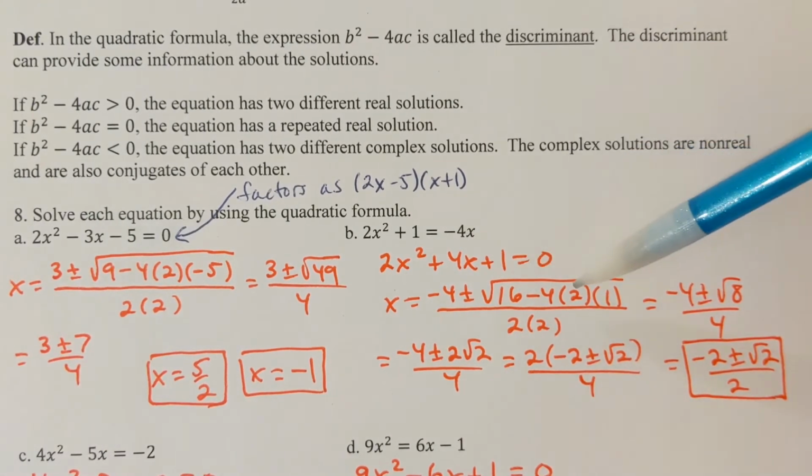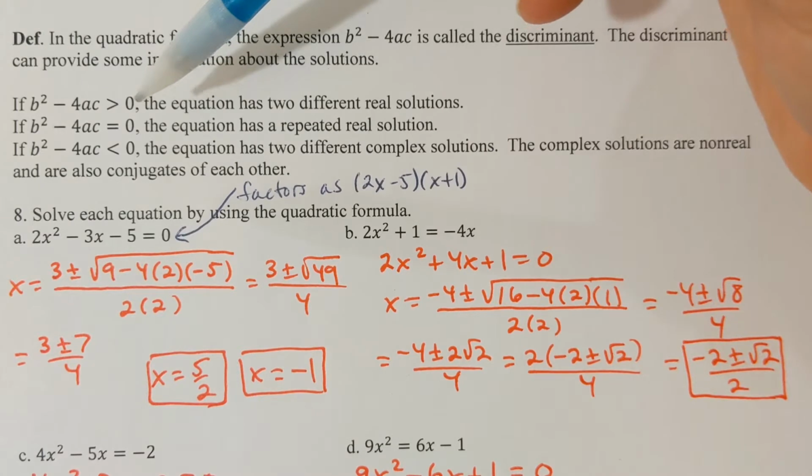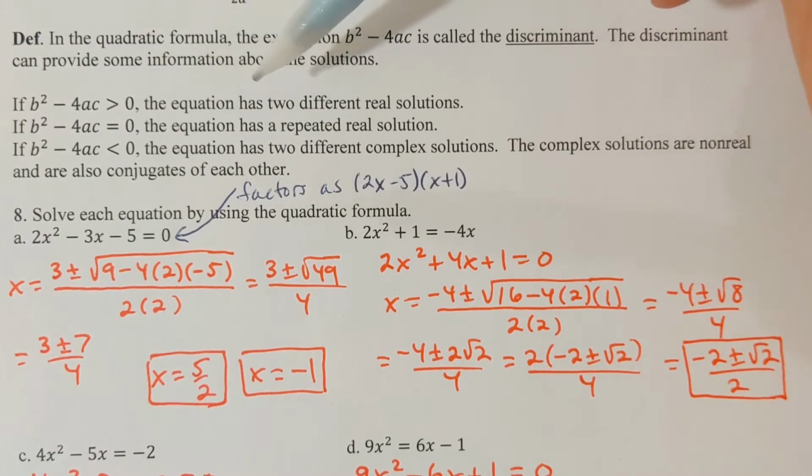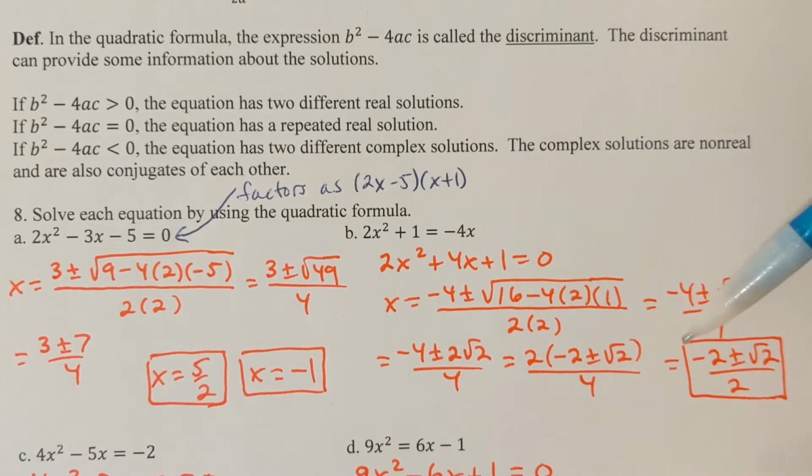Well, 16 minus 8 is 8. 8 is the discriminant. That's a positive number, so again, at this point, I would expect to have two different real solutions once I've got this simplified. Root 8 is also going to break down for us nicely as 2 root 2.